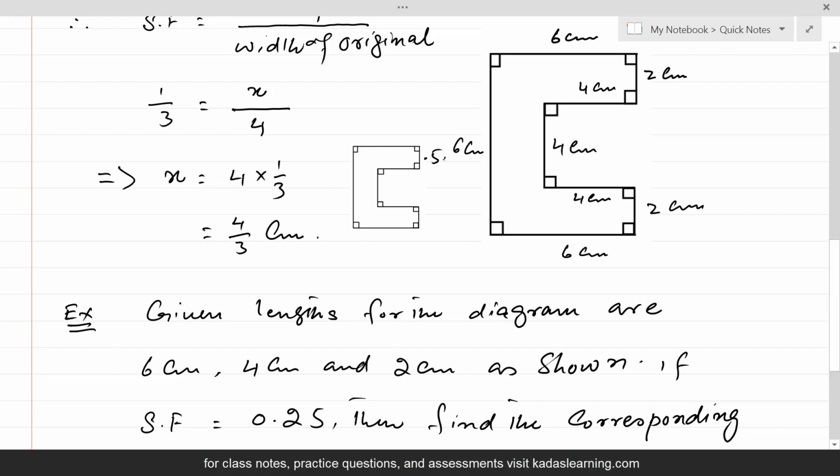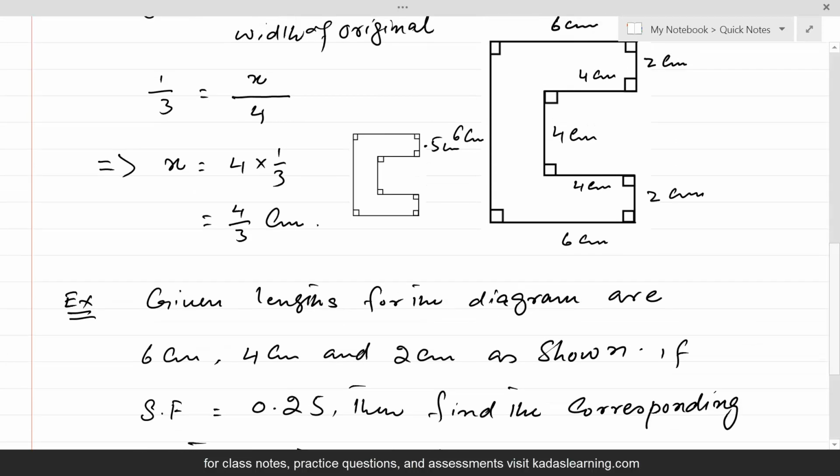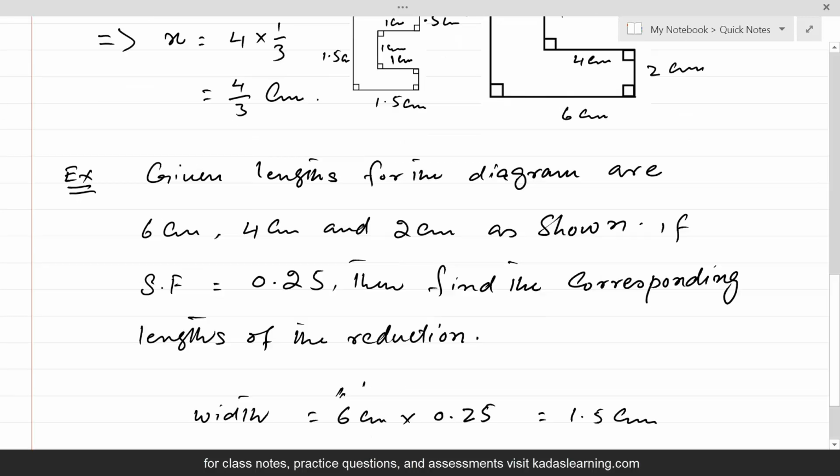Therefore, this diagram would have 0.5 centimeter here, 0.5 centimeter, and this would be 1.5 centimeter, 1.5 centimeter, 1.5 centimeter, and this would become 1 centimeter, 1 centimeter, and 1 centimeter. So this is how the reductions work, and we can take advantage of the scale factor to find the other lengths. It is very important that you remember, every element is reduced by the same scale factor. So this is how we can reduce the given diagrams.